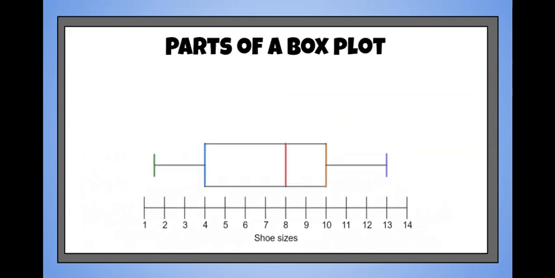There are 5 points that you need to know, 5 key points and parts of a box plot. Those are your minimum, Q1, Q2, aka your median, Q3, and your max. Those are the 5 points that you need to use for a box plot every single time.